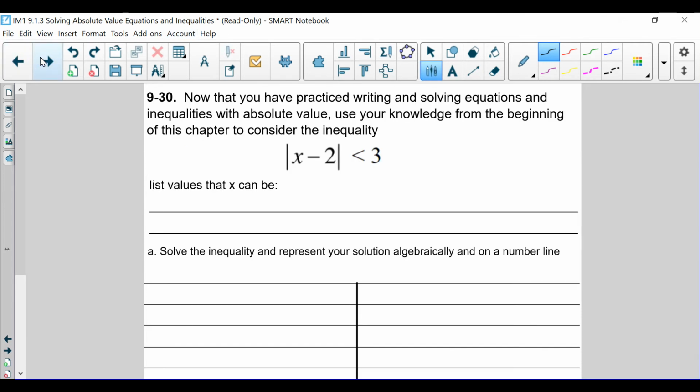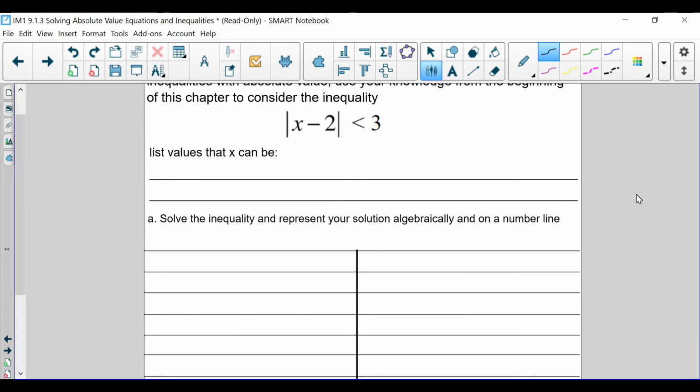Let's continue. So once again, we've got an absolute value, but what if we have an inequality? That means that x could be many, many values. So what we've got to do is this. We need to list all the values that x could be. So what could x be? If the absolute value of x minus 2 is less than 3, that means x could be 1, right? Because if we put in 1, 1 minus 2 is negative 1. That works. The absolute value of negative 1 is 1, which is less than 3.